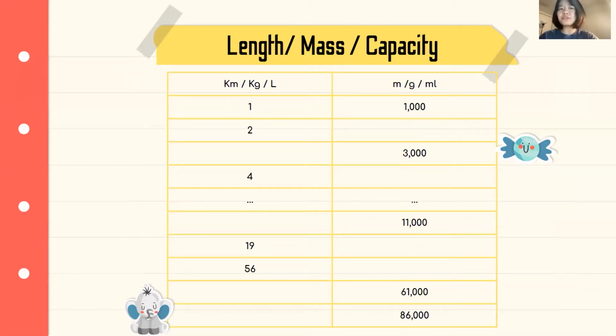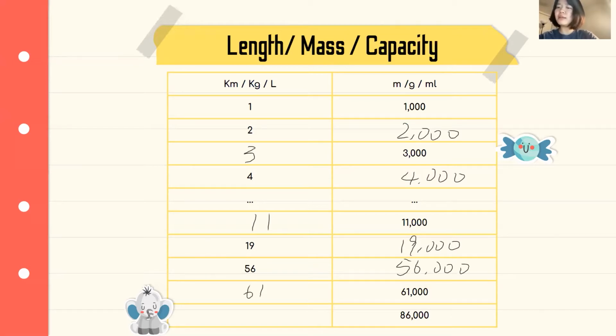Okay, here is another chart with the units kilometer, kilogram, liter, meter, gram, and milliliter. We already know 1 kilometer is 1,000 meters, 1 kilogram is 1,000 grams, and 1 liter is 1,000 milliliters. So how many is 2 kilometers or kilograms or liters? That is 2,000. And 3 goes to 3,000. 4 goes to 4,000. And 11 goes to 11,000. 19 goes to 19,000. 56 goes to 56,000. 61 goes to 61,000. And 86 goes to 86,000.